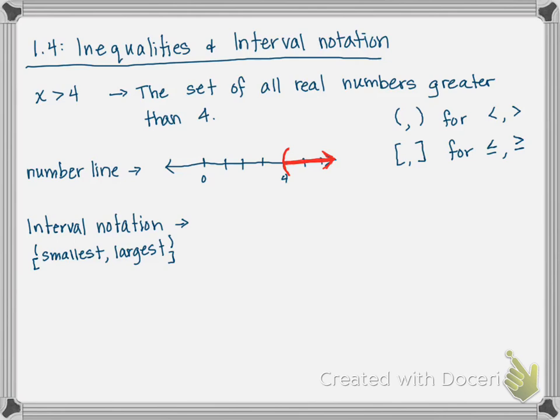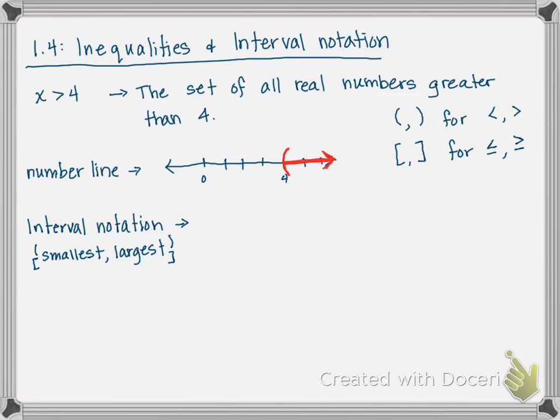So if the smallest number in the set is not included, we would use a soft bracket on the left. If it is included, we would use a hard bracket on the left. If the largest number in the set is not included, we would use a soft bracket on the right. If it is included, we'd use a hard bracket on the right. So they don't have to be the same. Those brackets just tell us if it's a less than or equal to or a strict inequality.